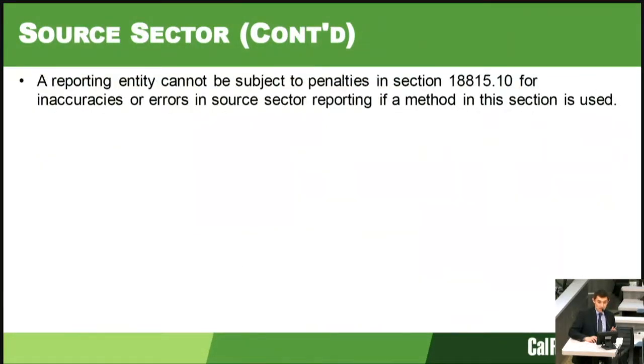So at the end of the day, a reporting entity cannot be subject to penalties in our compliance section. Procedure for imposing civil liability is section 18815.10, if they used an approved method in this section.